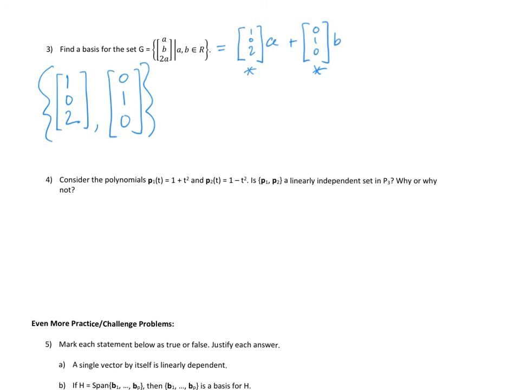So is there some number I can multiply P1 by, some k, where I would get P2? And the answer is no, because to change this sign, I would have to multiply by negative 1, but this sign doesn't change. So P1 is not a multiple of P2, no matter what you pick for k. So these are linearly independent. One is not a multiple of the other.